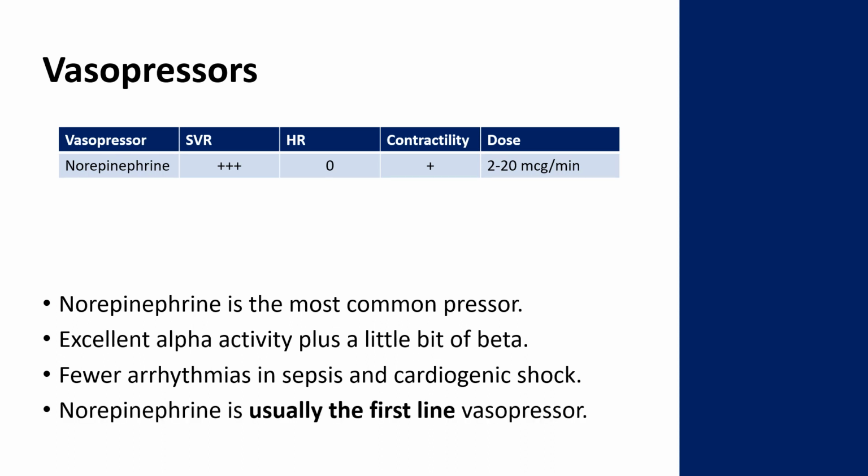So in general, norepinephrine is usually the first-line vasopressor for most types of shock, with a couple of little exceptions there. But if you don't really know what's going on with the patient and you need to use a vasopressor, norepinephrine is almost always the first one that we end up reaching for.